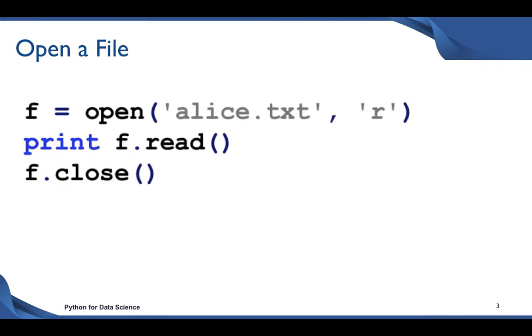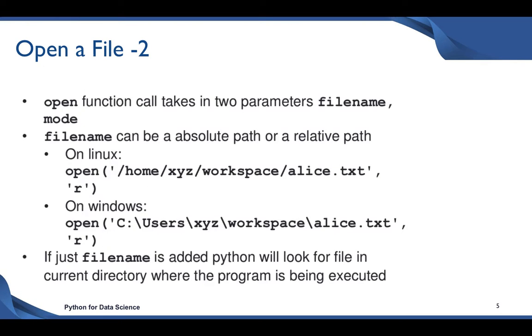Okay, so this is how we have opened a new file and output the contents of the file, right? Now the open function call takes in two parameters: one is the file name and the other is the mode. The file name can be an absolute path or a relative path. On Linux we have the file structure something like this. If the file resides in your workspace, the path will be home/xyz/workspace/ls.txt, and we are opening it in read mode. On Windows we have a different path, that is C drive/users/xyz/workspace/ls.txt, right?